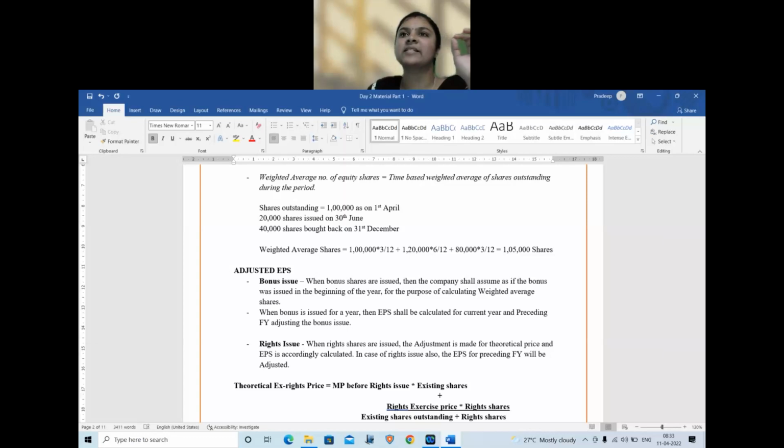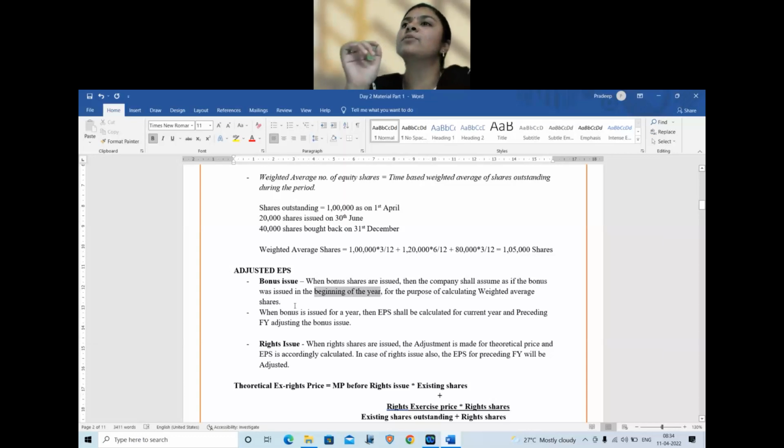Now, let's first understand about bonus, then we will come to rights. Now, in bonus issue, additional shares are issued for no consideration. So, for bonus, the consideration is nil. So, we will assume as if the bonus shares were issued in the beginning of the period itself. So it is assumed that the bonus is issued in the beginning of the year.